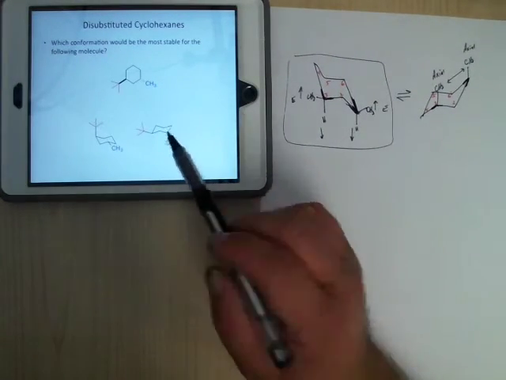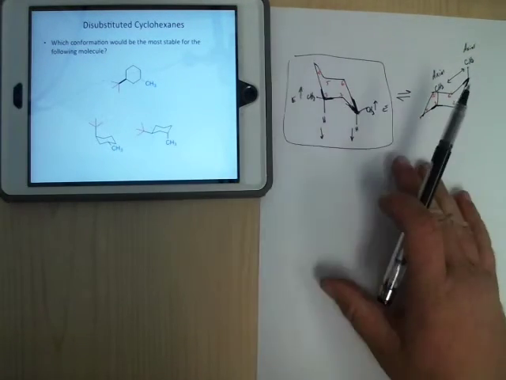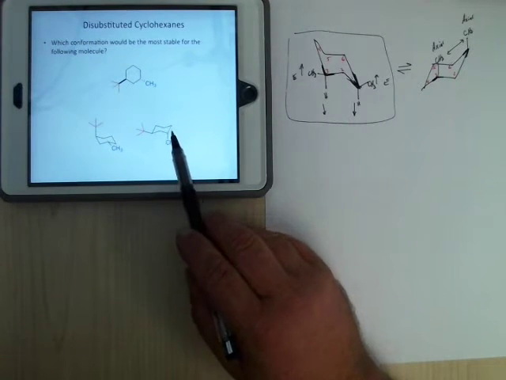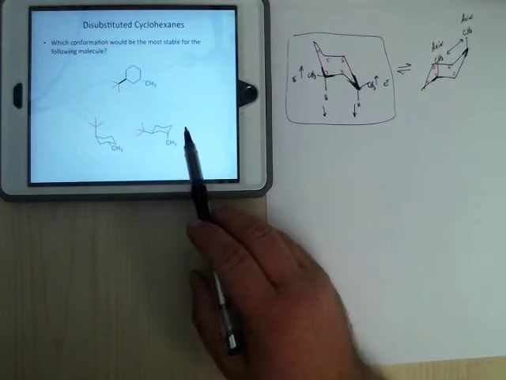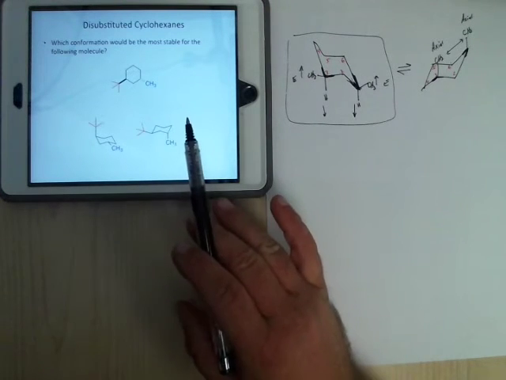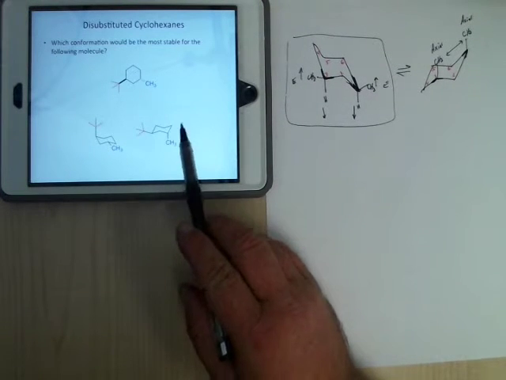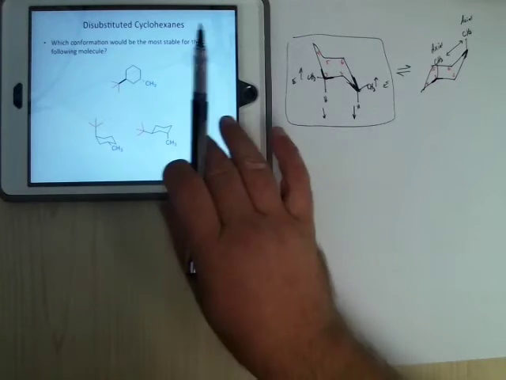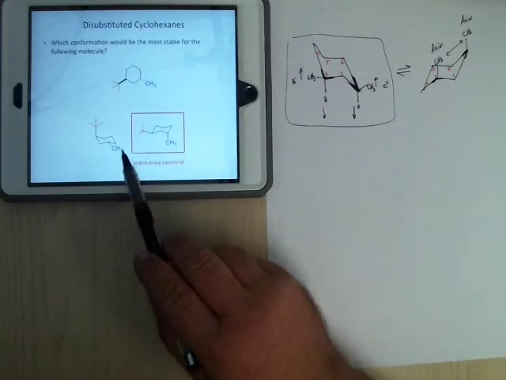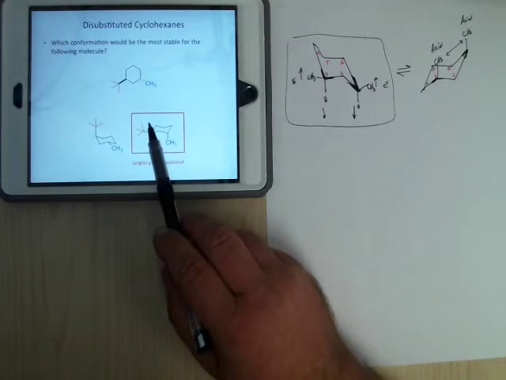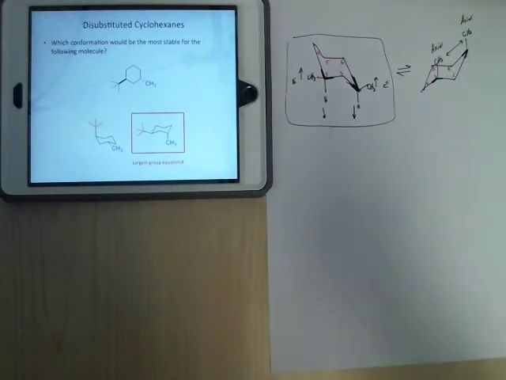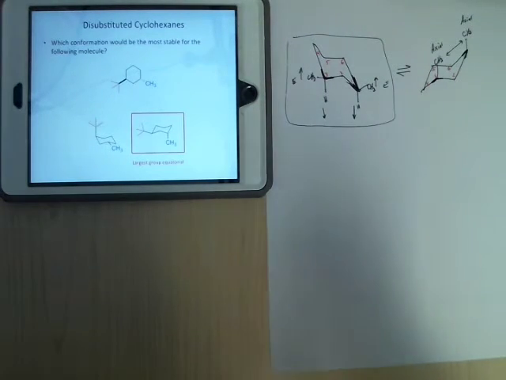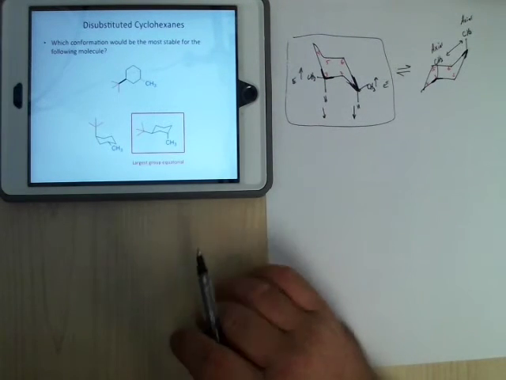What you have to do is take the best of worst cases. It would be great if it was cis, because then you could put them both equatorial, but that's not what we've got. We have the trans version, so we have to make the best of a bad situation. You want the largest group, in this case the T-butyl group, in the equatorial position. That doesn't mean everything has to be equatorial. You just try to maximize the amount that you can get.